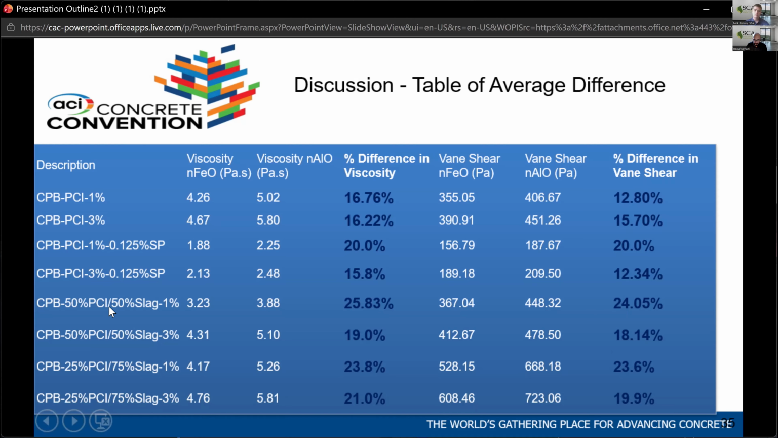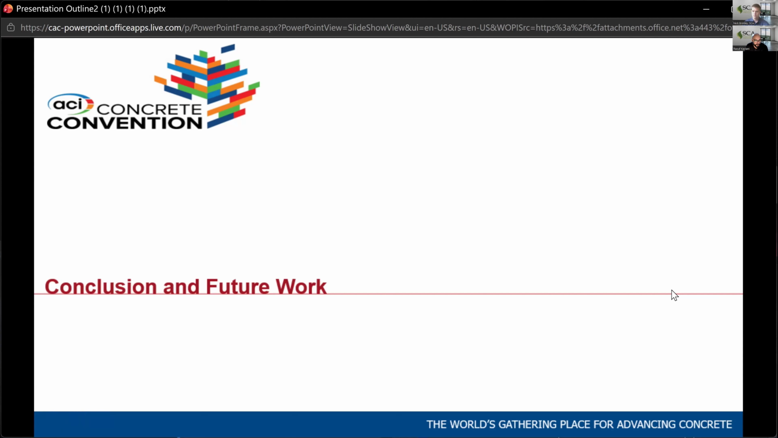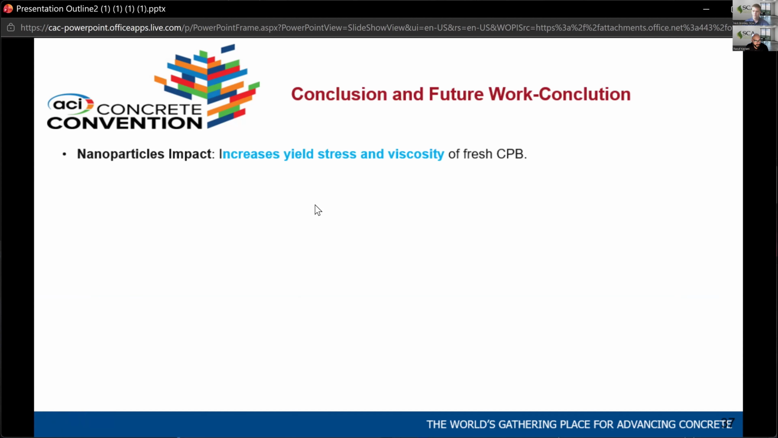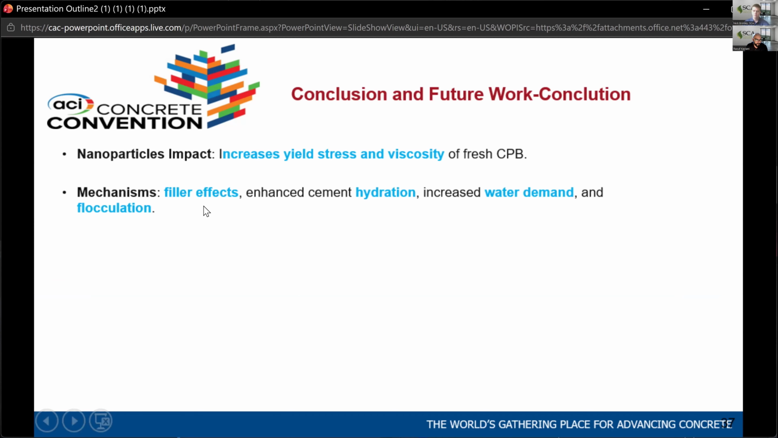The highest difference is 50% slag, 50% cement, 1% of superplasticizer, which is 24%, 1%. In the conclusion for future work, nanoparticles impact increases the yield stress and viscosity of fresh CPB.